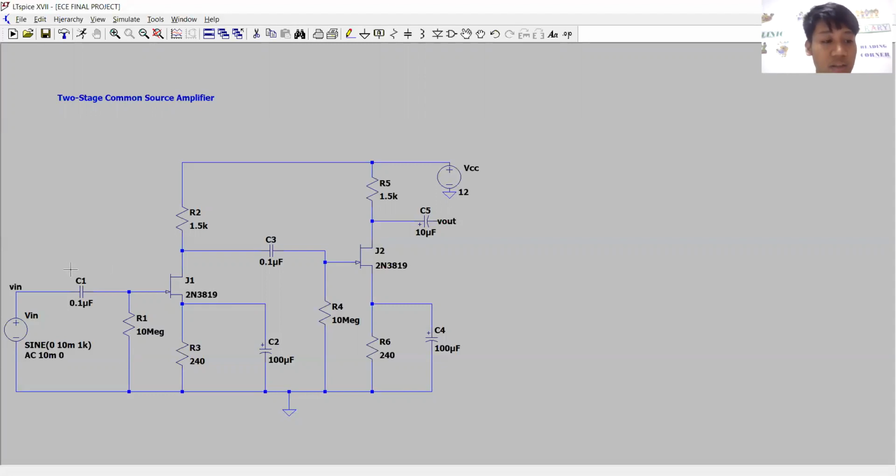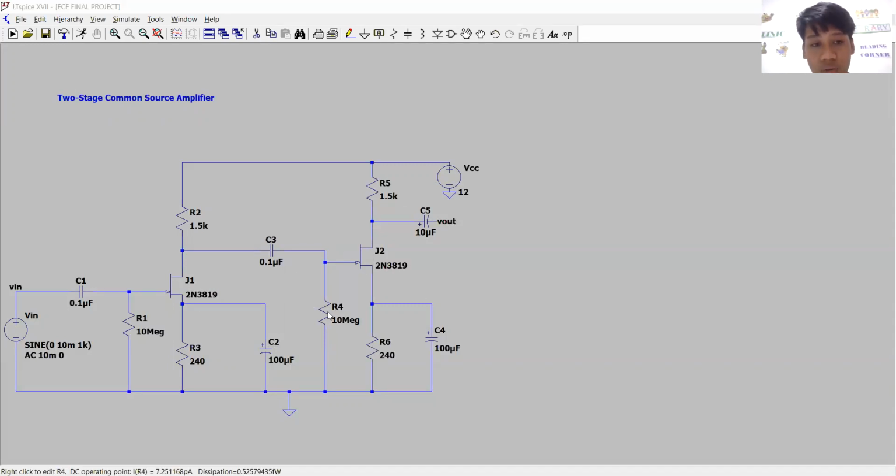The circuit comprises four or five, apparently five capacitors, six resistors, and two voltage sources, with the ground in the VCC and another ground here in the main circuit. Also, it has two transistors, two N3819 transistors for both transistors.